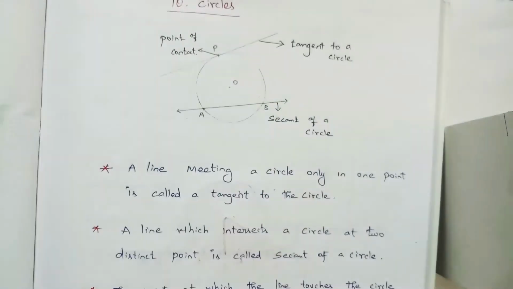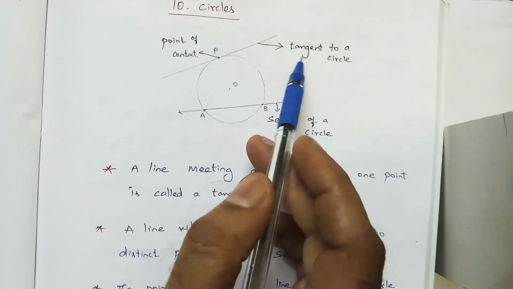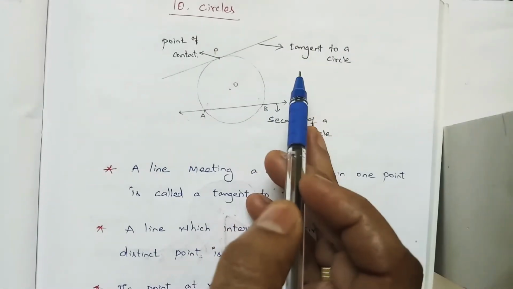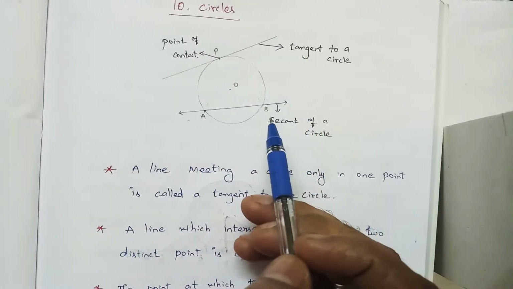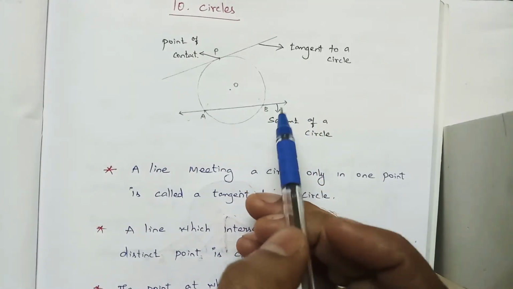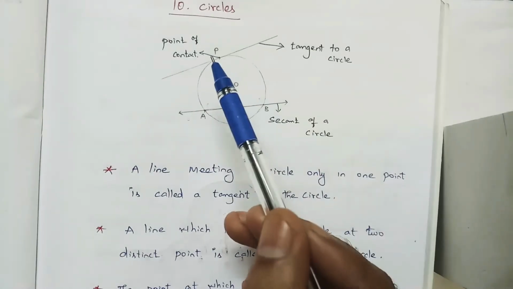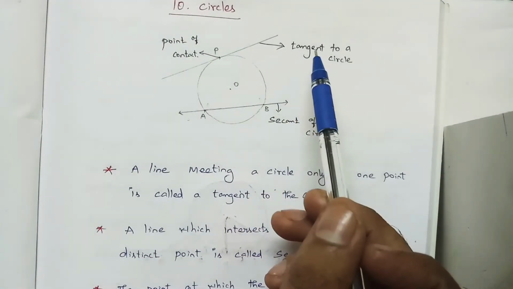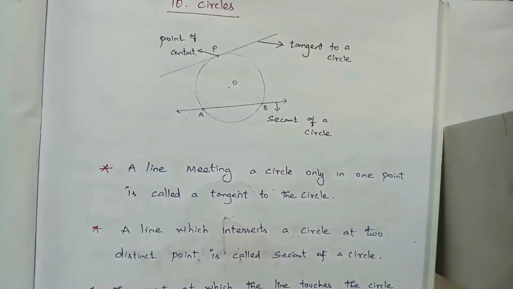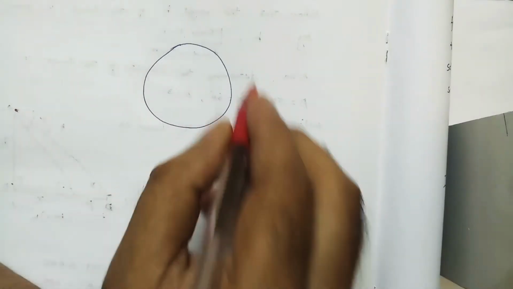So in this chapter we are going to discuss only the tangent to a circle. For our information, we only want to know what is meant by tangent to a circle, secant of a circle, and point of contact. So for that alone we are discussing now. Okay, I'm just drawing the circle.